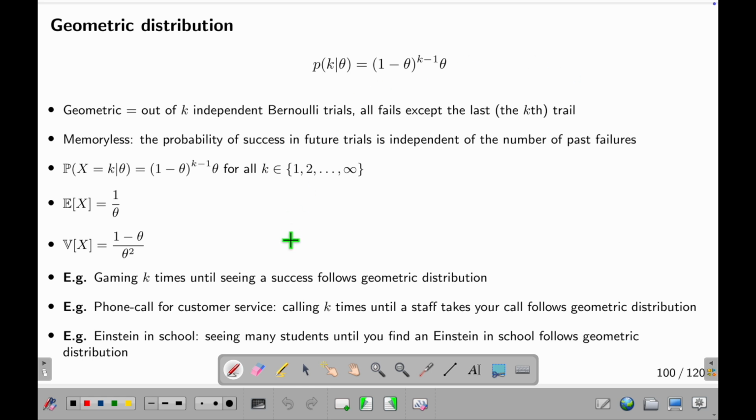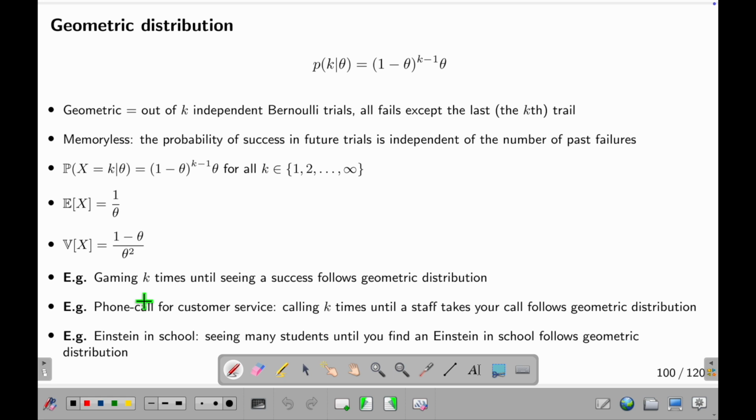Oh my gosh, so many symbols. No, it's very easy. It's just you gaming K times, you fail every time until the last time. That's it. Or you play some mobile game, pull some stuff, and you fail the first 99 times and you win the last time. Something like that. Okay? Then that's exactly called geometric distribution.